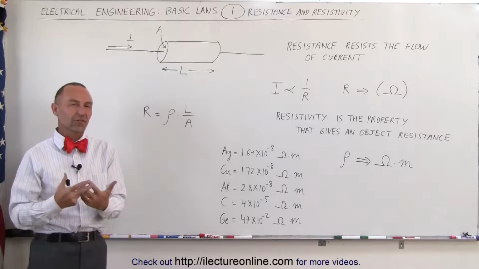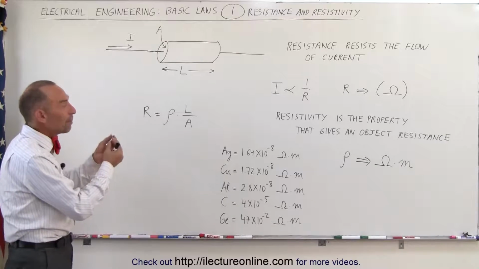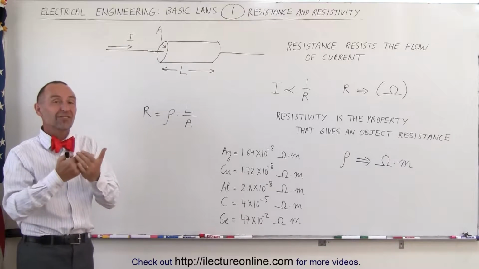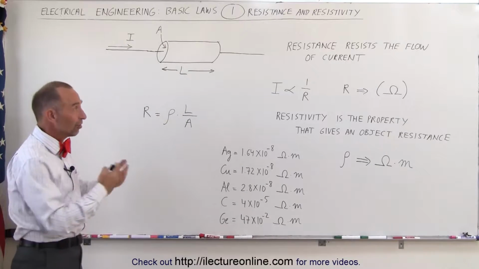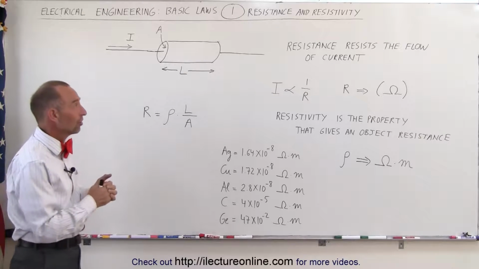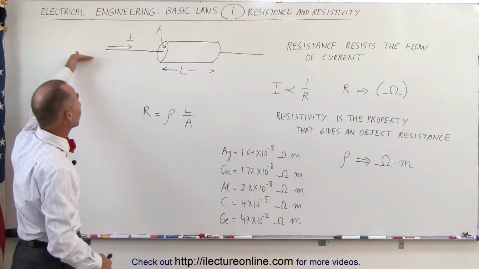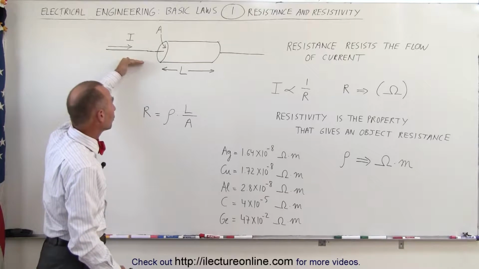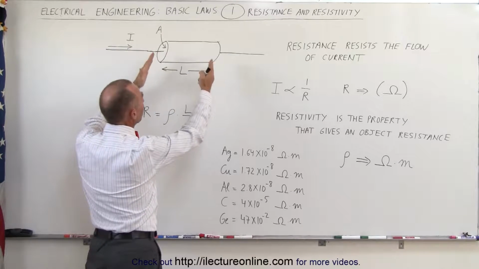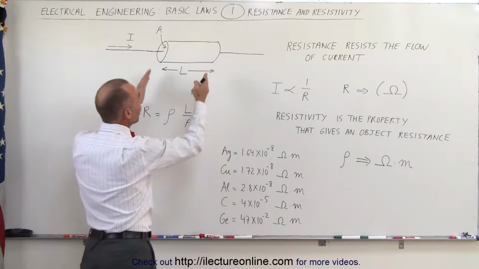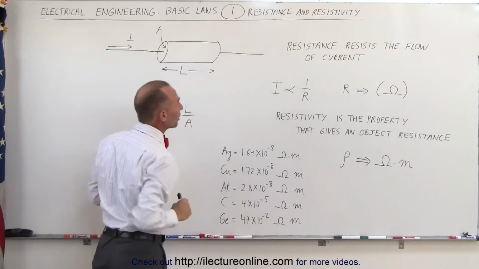What is resistance? Resistance is the property of a material that resists the flow of current, or resists the flow of electrical charges in a circuit. Let's say we have a circuit here that carries a certain amount of current and comes upon an object that has resistance. The resistance will limit the amount of current that can flow through the object.